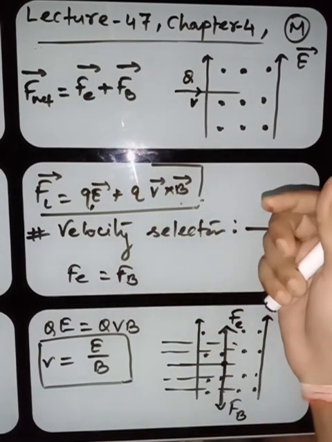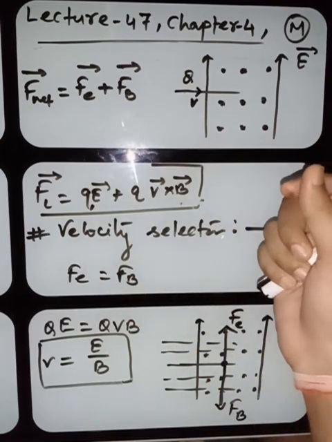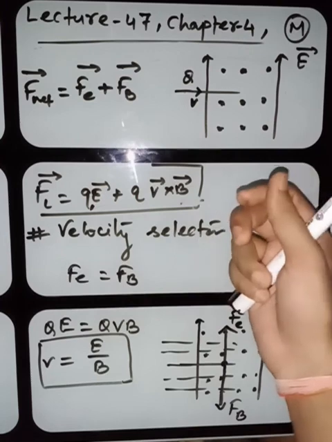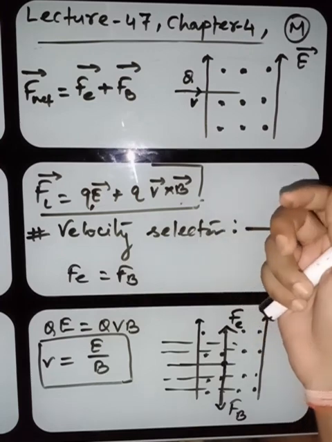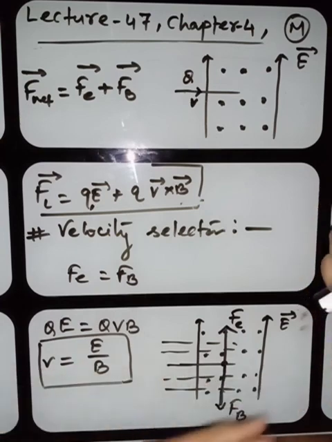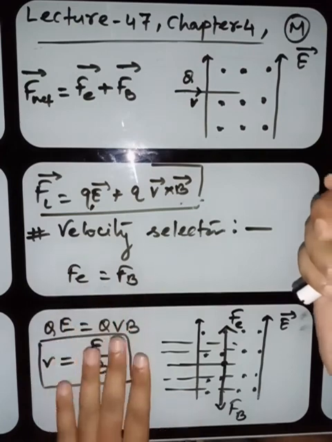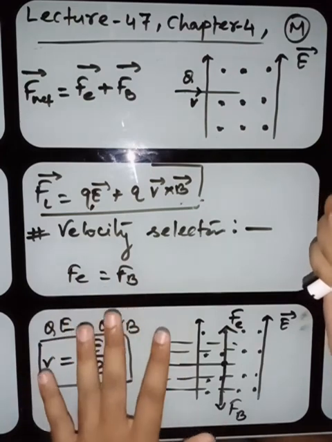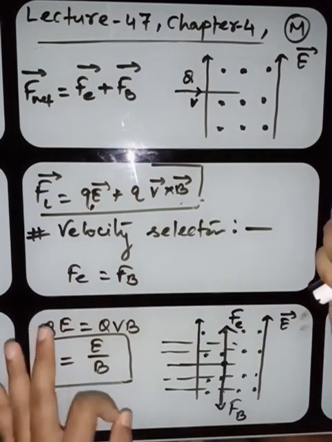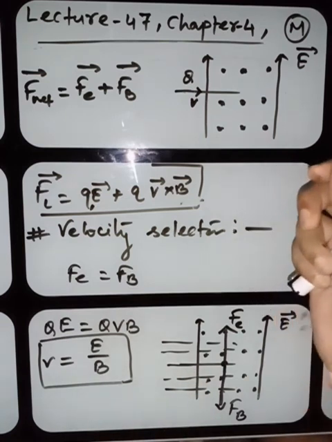Okay, so this is all about today's lecture, my dear students. In the next lecture we will study the helical path, helix. Here we have studied a charged particle projected perpendicular to the magnetic field, but in the next class we will study what will happen if we project a charged particle not exactly at 90 degrees to the magnetic field. Okay, my dear students, thank you very much.